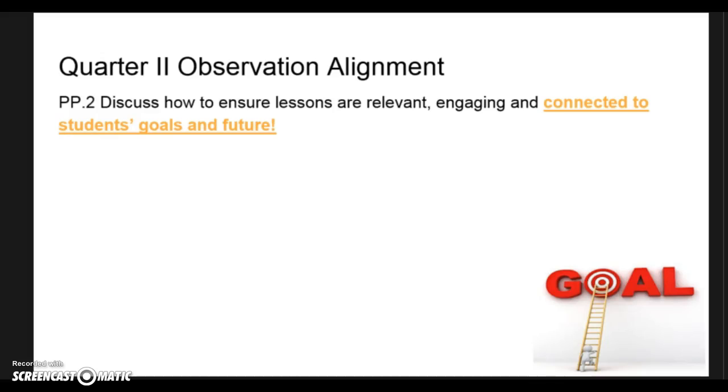So now we're going to talk about the Q2 observation alignment, and specifically, we're going to focus today on connected to students' goals and future. Because if you try to make your lessons relevant and engaging, you can do that in isolation, but you can't really connect them to the goals if you don't know the goals that they have, right? So that's why we're going to spend time talking about the goal piece of students today.